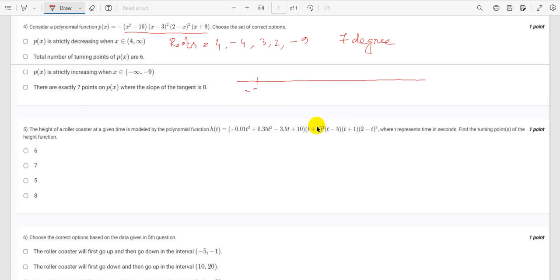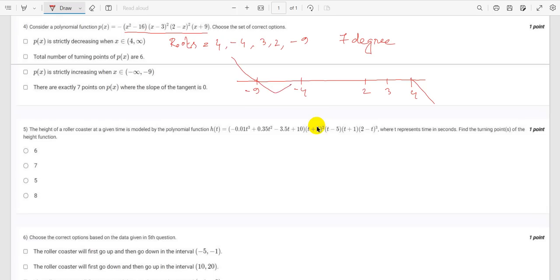So on the axis we mark -9, -4, 2, 3, and 4. It's an odd degree polynomial and the leading term is negative, so the end behavior of this graph looks like this, in the opposite direction. Now -9 has degree 1, so it cuts at this point only.